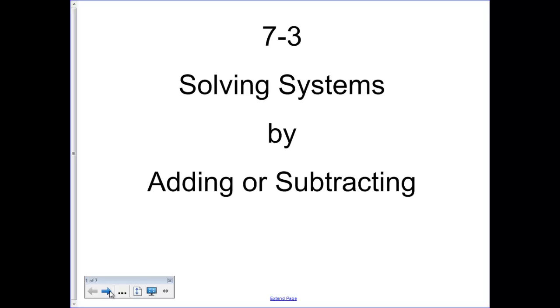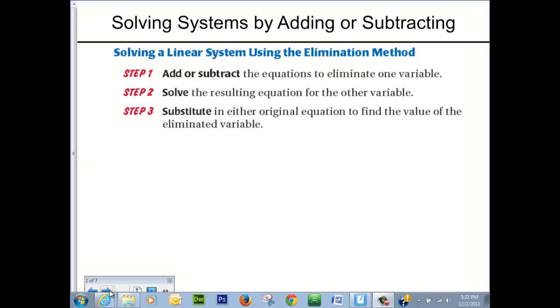Hello and welcome back. These would be the notes for Chapter 7, Section 3, Solving Systems by Adding or Subtracting. There is a PDF available if you'd like to print it out and follow along. Solving systems by adding or subtracting.